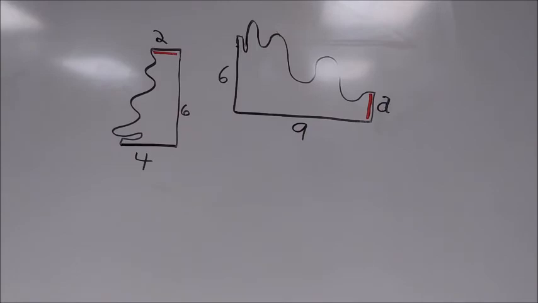Here, the unknown side length a corresponds with 2 on the other figure. We can see that on the small figure, the side length 4 corresponds with the side length 6 on the larger figure. On the smaller one, the long 6 length side corresponds with the long 9 length side on the larger figure.